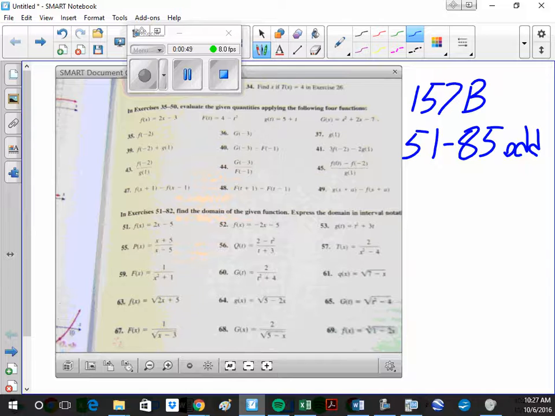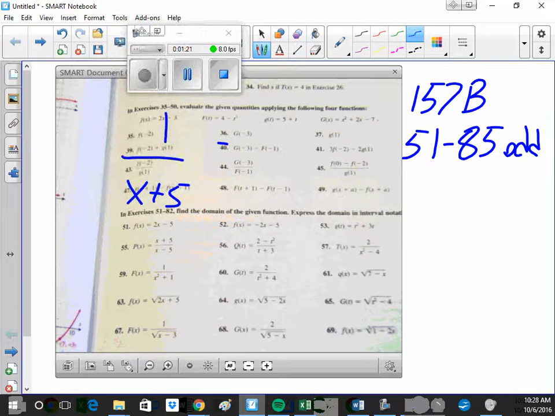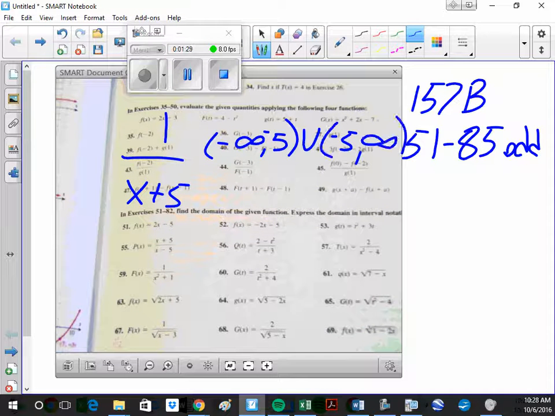So what are the two ways you can kill numbers in the domain? We've talked about them a couple times so far. Why can you not plug in certain values? Dividing by 0 and square rooting negative numbers. So if I had something like 1 over x plus 5, every number can be plugged in except negative 5. So the domain would be from negative infinity to negative 5, union with negative 5 to infinity. Right?